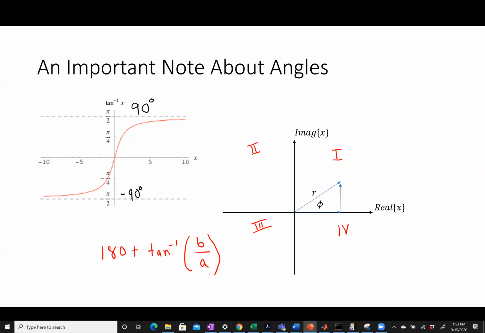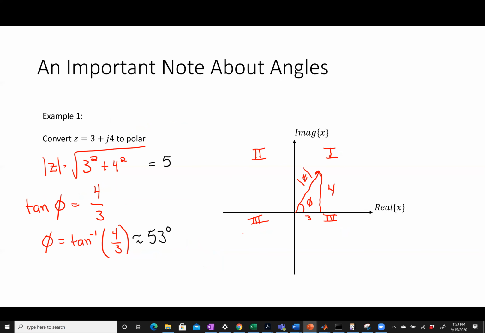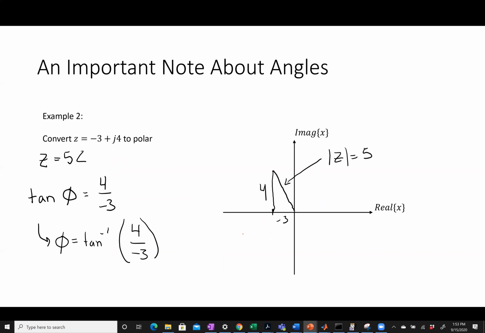If I'm over in the second and third quadrant, I need to remember to add 180 degrees. One thing that I recommend you always do is think about where your complex number is located. You should plot it for yourself so that you do that check, because otherwise you won't know. In this case, the reason I plotted it was because now I see he's over in the second quadrant. So I know that I have to add 180 degrees on top of it.